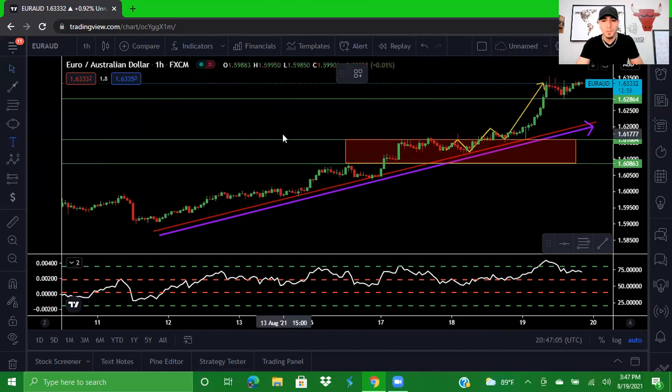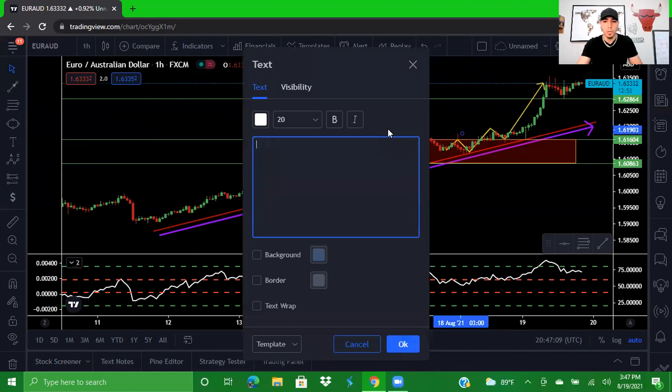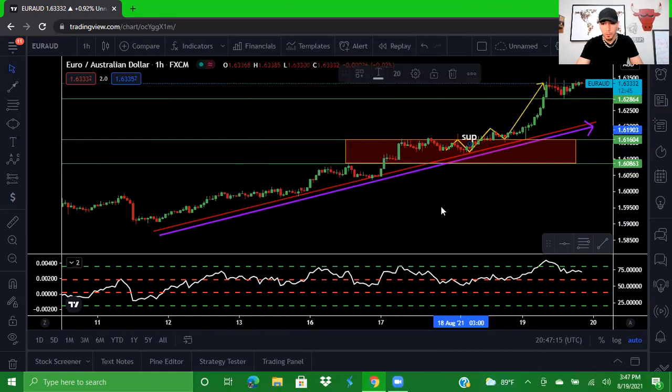Now, let's take it up a step further. Let's say we're actually marking up maybe a couple different charts. So we need to know exactly where our support and resistance is, right? So look, here's our support.